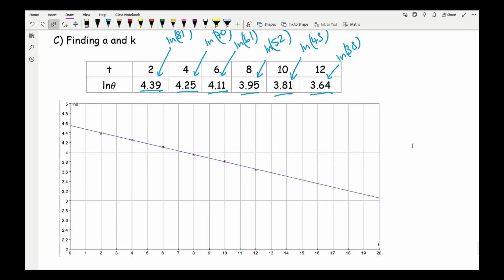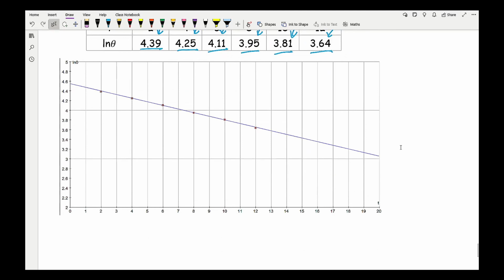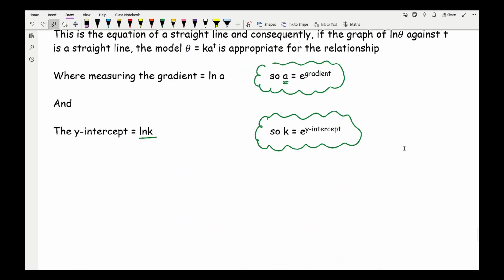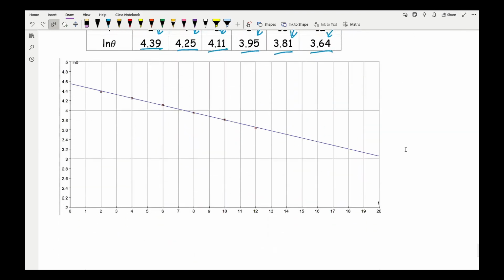Now the next thing you can look at: in the first example I looked at using the graph to find out what my ln k values are. So for this, let's just write down the formula. The formula is going to be ln theta equals ln k plus t ln a, and I need to find out what these two values are. Now this value here is my gradient, and this value here is my y-intercept.